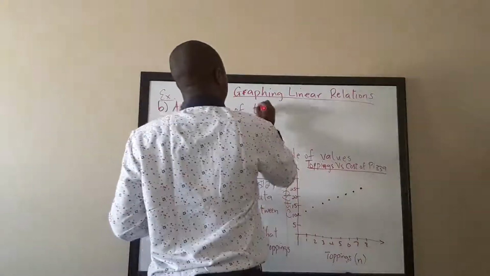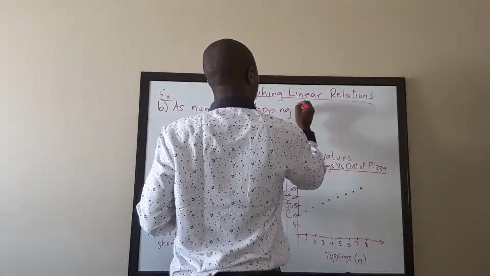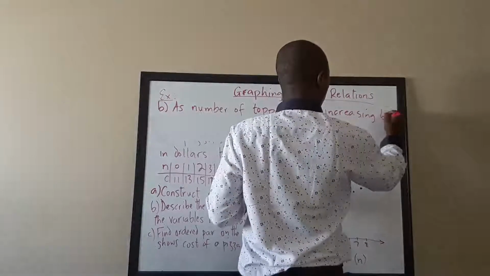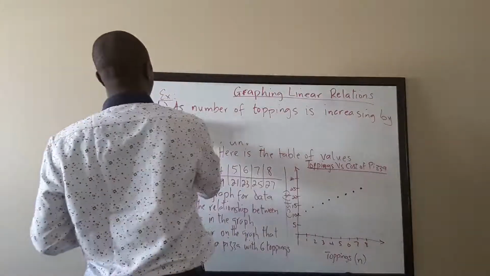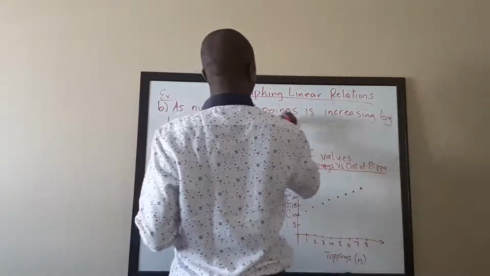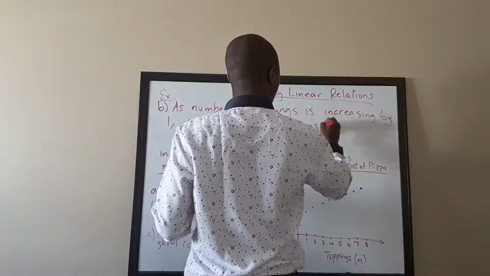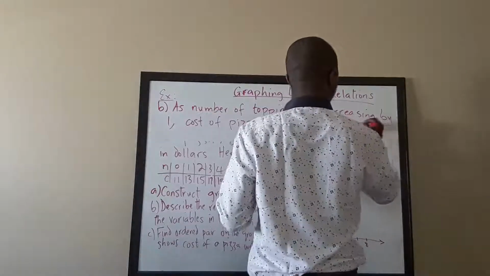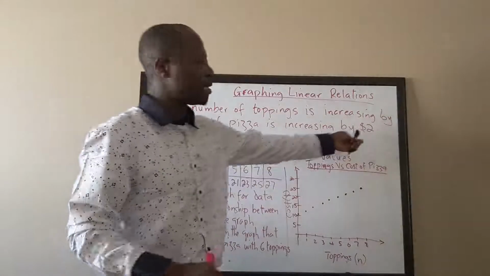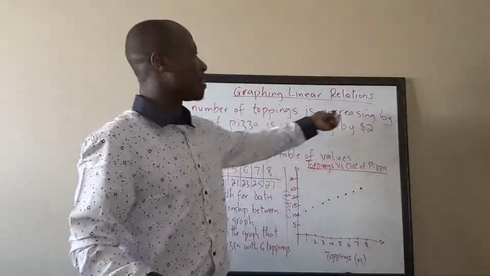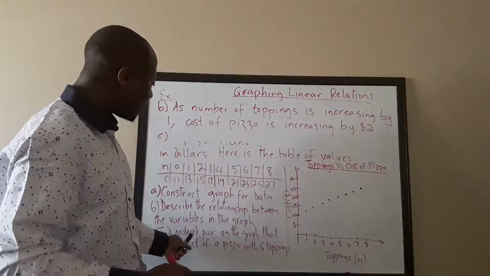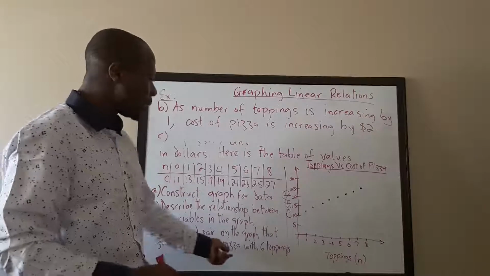So as the number of toppings increases, the cost of the pizza is increasing by $2 as the number of toppings is increasing by 1 each time. And the last one is C. Find the other pair on the graph that shows the cost of a pizza with 6 toppings.